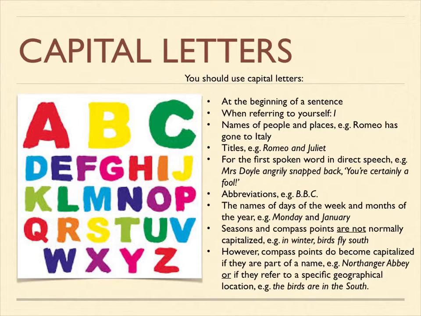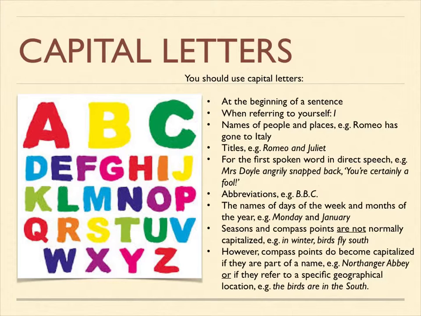So here we are, the handy checklist just to keep you going. If you're ever stuck and are wondering when you should use your capital letter, you should always use capital letters at the beginning of a sentence, when referring to yourself, for example, I, for the names of people and places, for example, Romeo has gone to Italy, and for titles, for example, Romeo and Juliet.